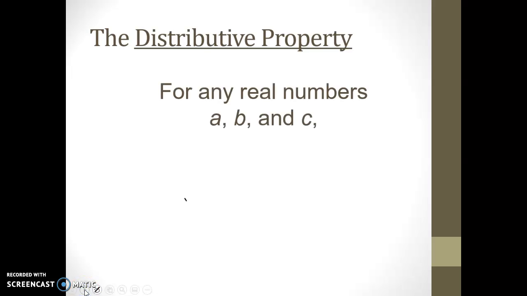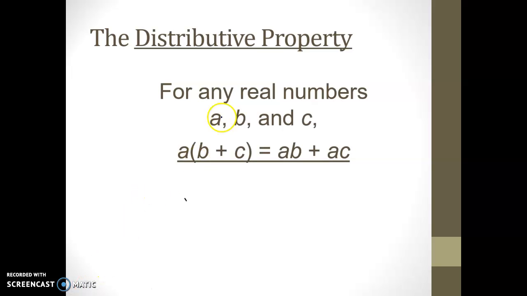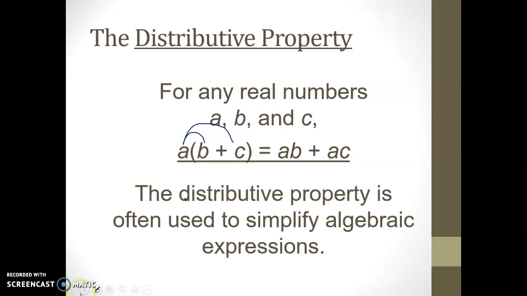Now, if you've forgotten what the distributive property is, let's take a quick look. For any real numbers a, b, and c, a times (b plus c) is the same as ab plus ac. We can multiply that outside number, a, by anything inside the parentheses and then add those two parts together. The distributive property is often used to simplify algebraic expressions. Now let's put some numbers in here to show you how it works with numbers.